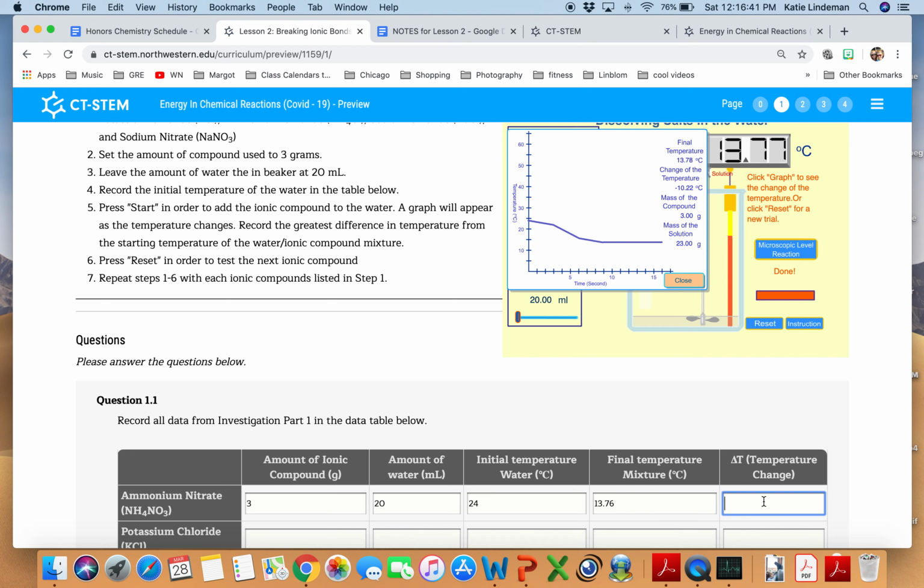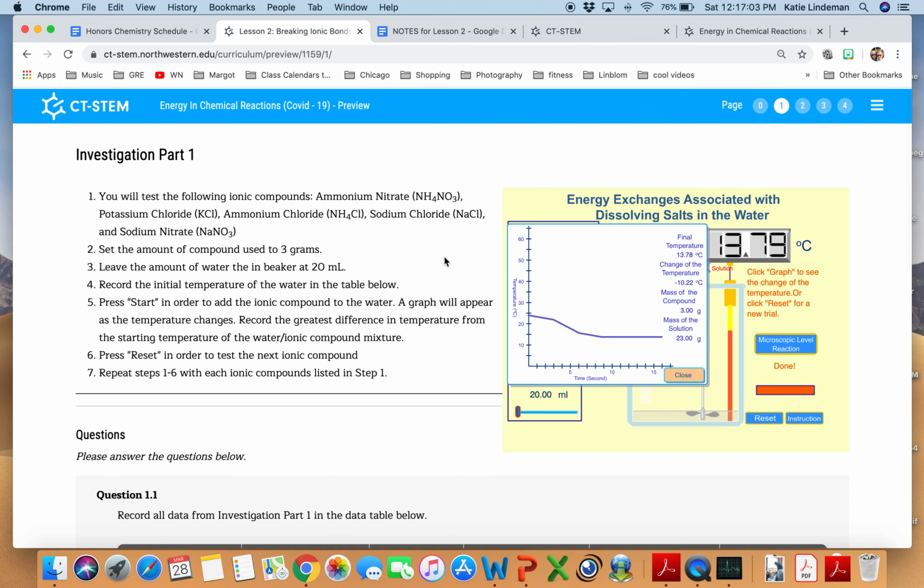And then for the temperature change, you actually want to do the math: 24 minus 13.76, and we end up getting 10.24. Now, you'll notice that we have 4 different pages here. This will become a little more clear once we start to click through them.